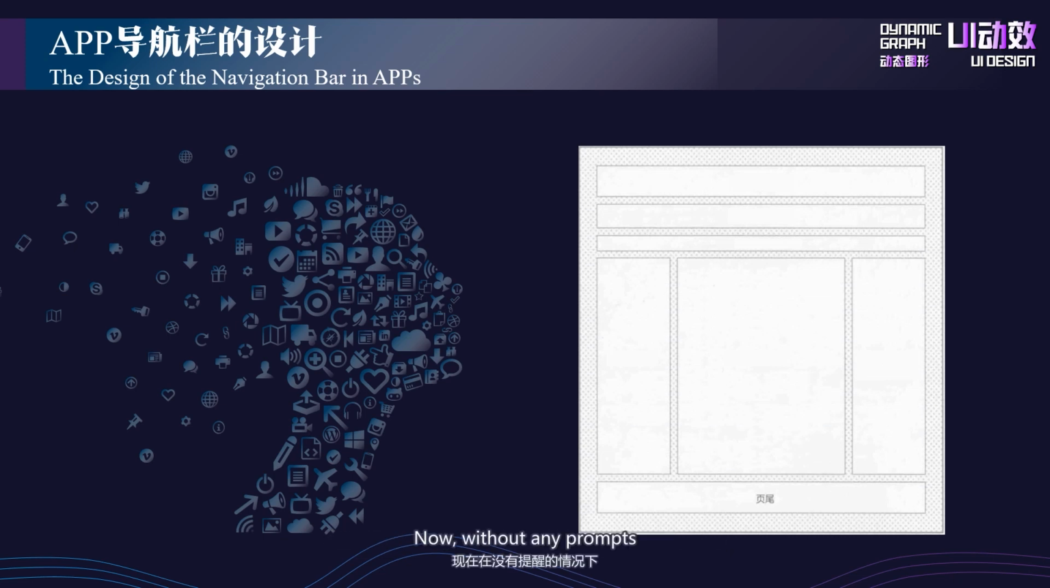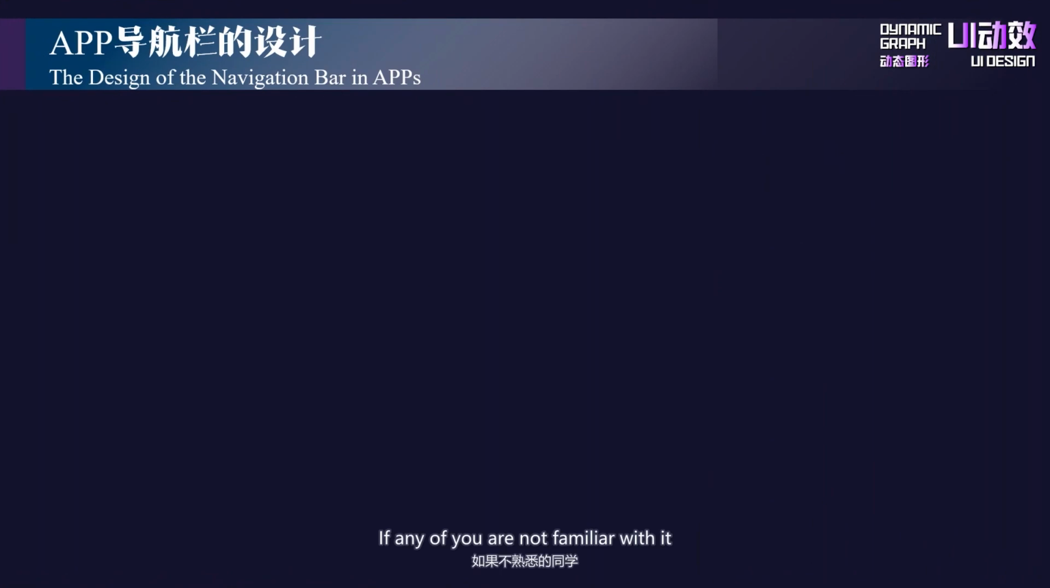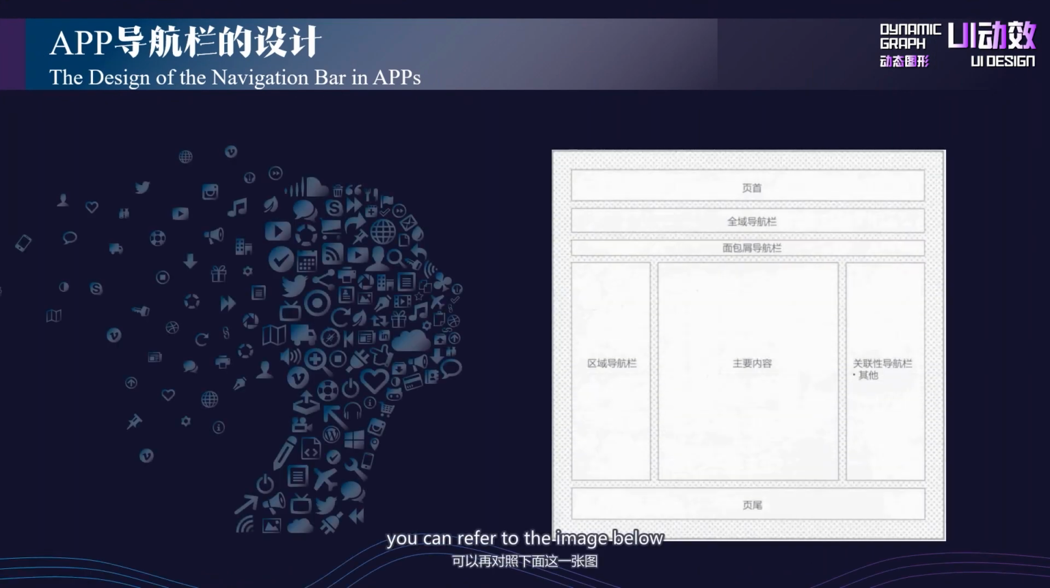Now, without any prompts, can you identify the contents of each area? If any of you are not familiar with it, you can refer to the image below for comparison. Today, we will mainly focus on the topic of the navigation bar. In this image, you can see that it actually encompasses different types, and we will discuss them one by one.